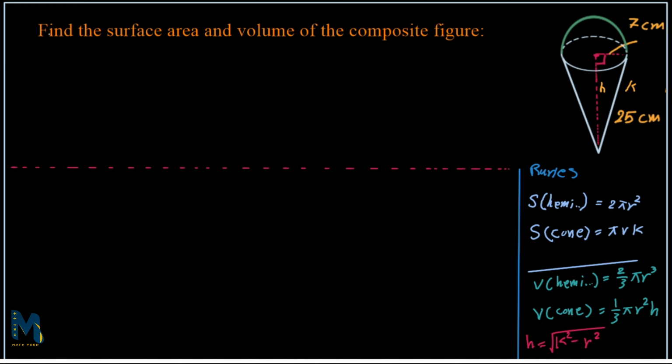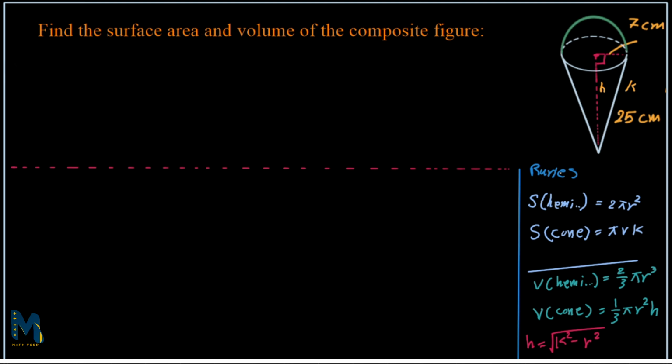In this video, we are going to talk about how to find the surface area and volume of a composite figure. This is a composite figure. We have a hemisphere and a cone that are composed together. So we are going to find the surface area and volume in this video.